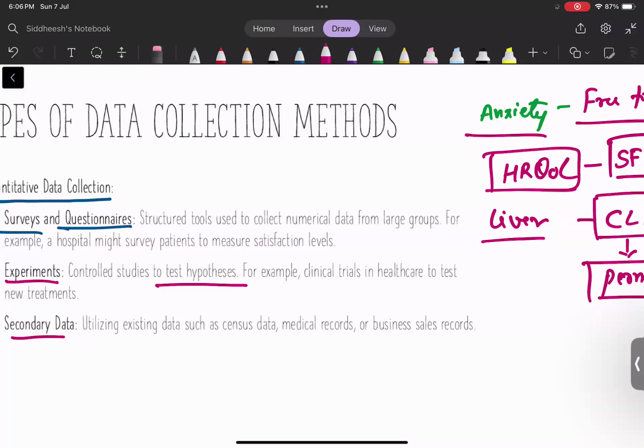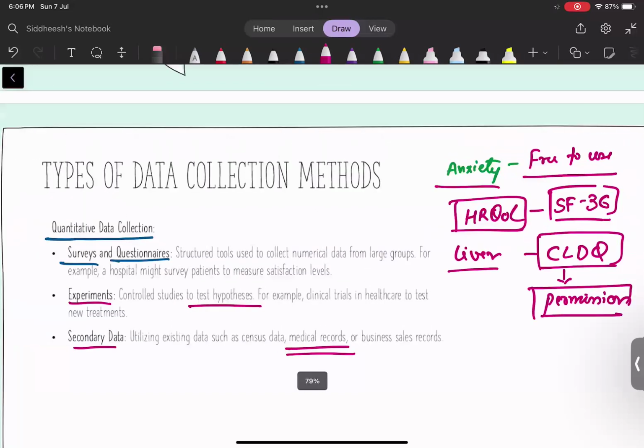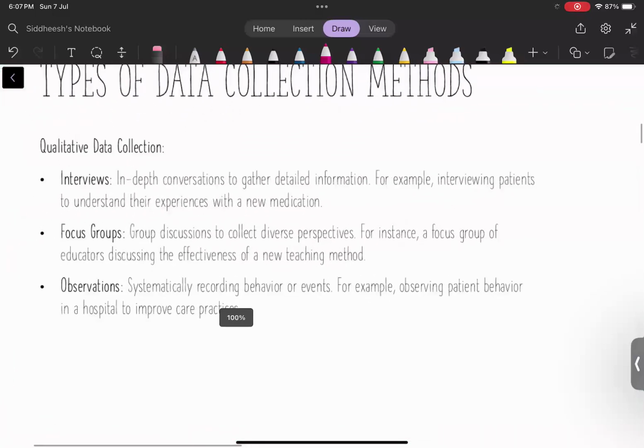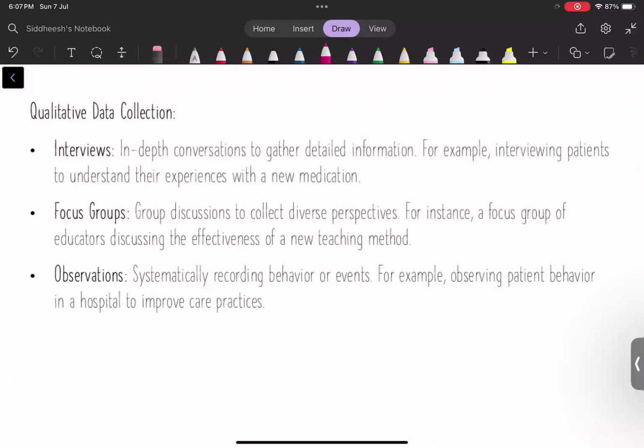Then we have secondary data, in which we perform some kind of retrospective study using medical records or business sale records. The data we are already holding with us, but we search the data back and try to find some information out of it. Now, the next thing is again the type of data collection method. The next technique we have is the qualitative data collection.